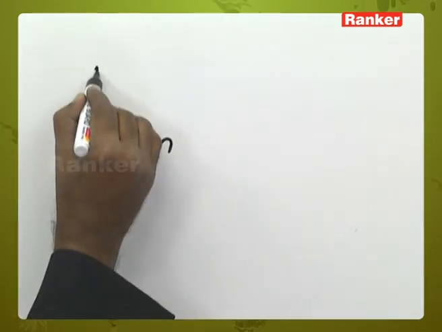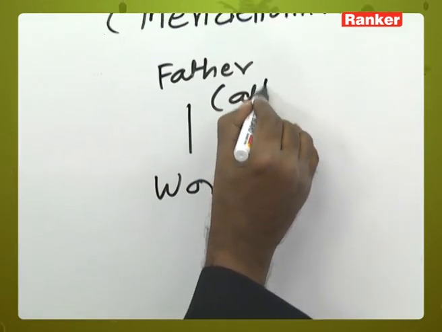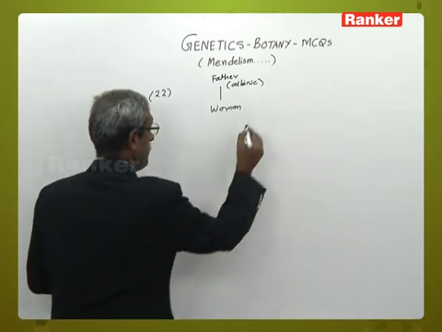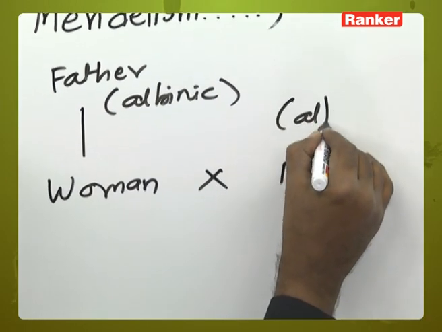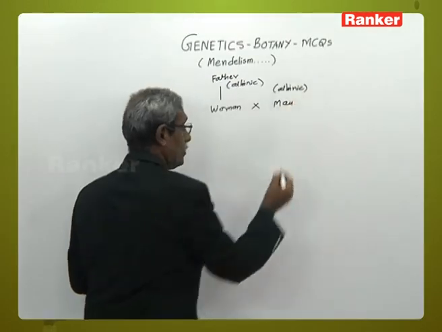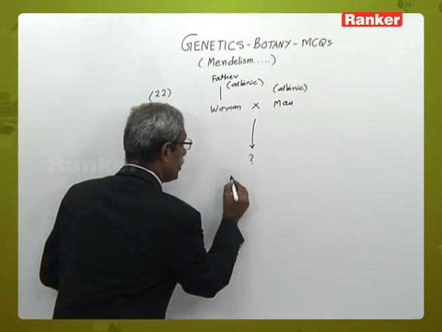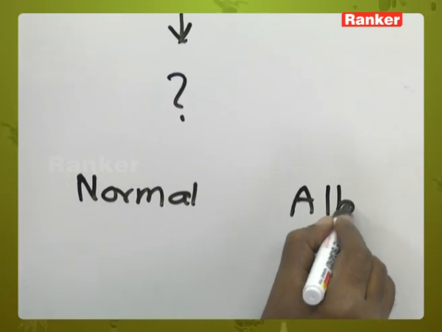Question number 22 says, a woman with an albinic father, the father is albinic, marries a man who is also albinic. The question asks us about the proportion of the progeny: how many are normal and how many are albinic.